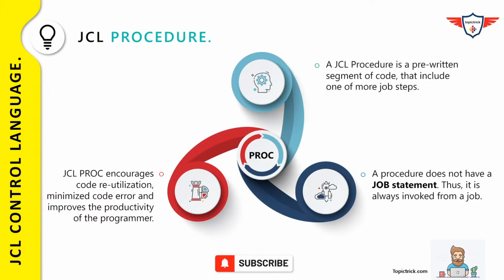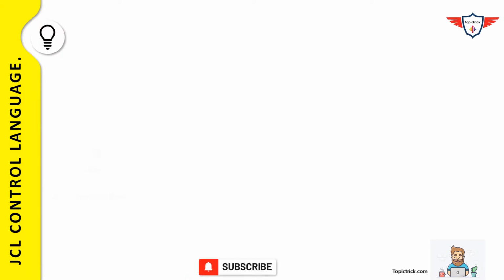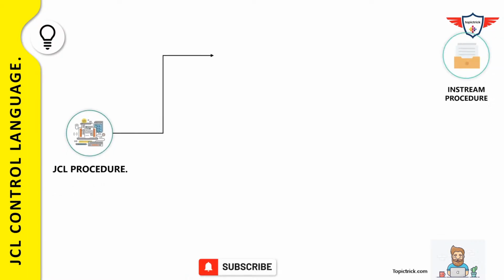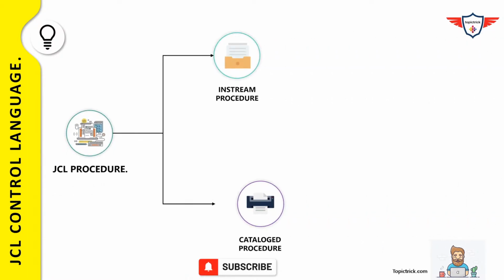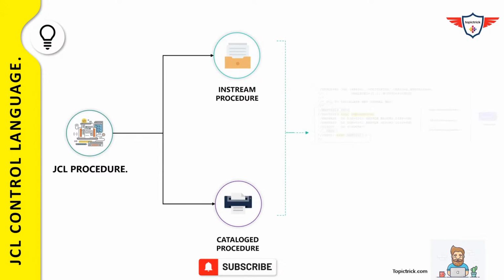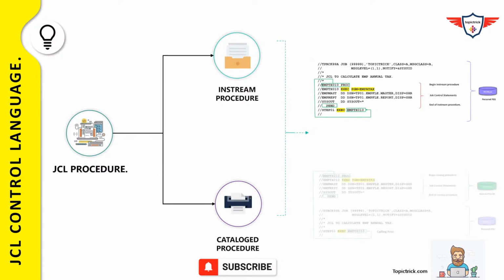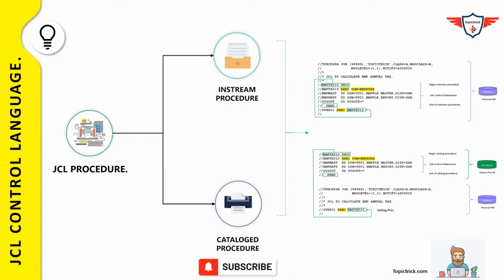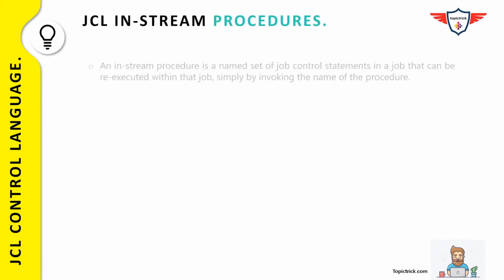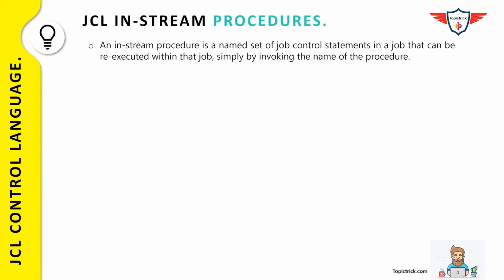Now let's talk about the different categories of JCL procedures. In general, JCL proc is divided into two categories. The first one is instream procedures and the second one is catalog procedures. Now let's talk about JCL instream procedures. Instream procs are the ones which are actually included in the job itself.